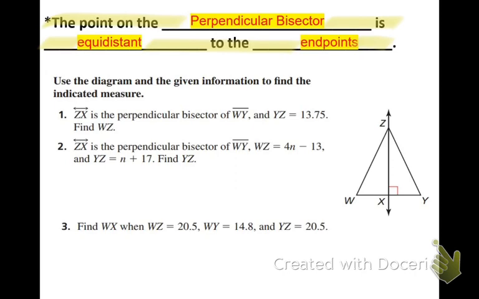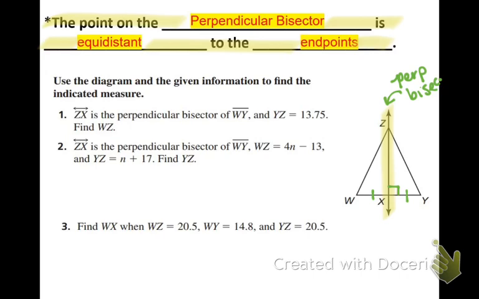We're going to highlight our perpendicular bisector. So ZY is my perpendicular bisector. And it does tell me that in the directions. ZX is the perpendicular bisector of WY, so that means if it's the perpendicular bisector, it means WX and XY are congruent because it bisects the line. So we're going to use this information.